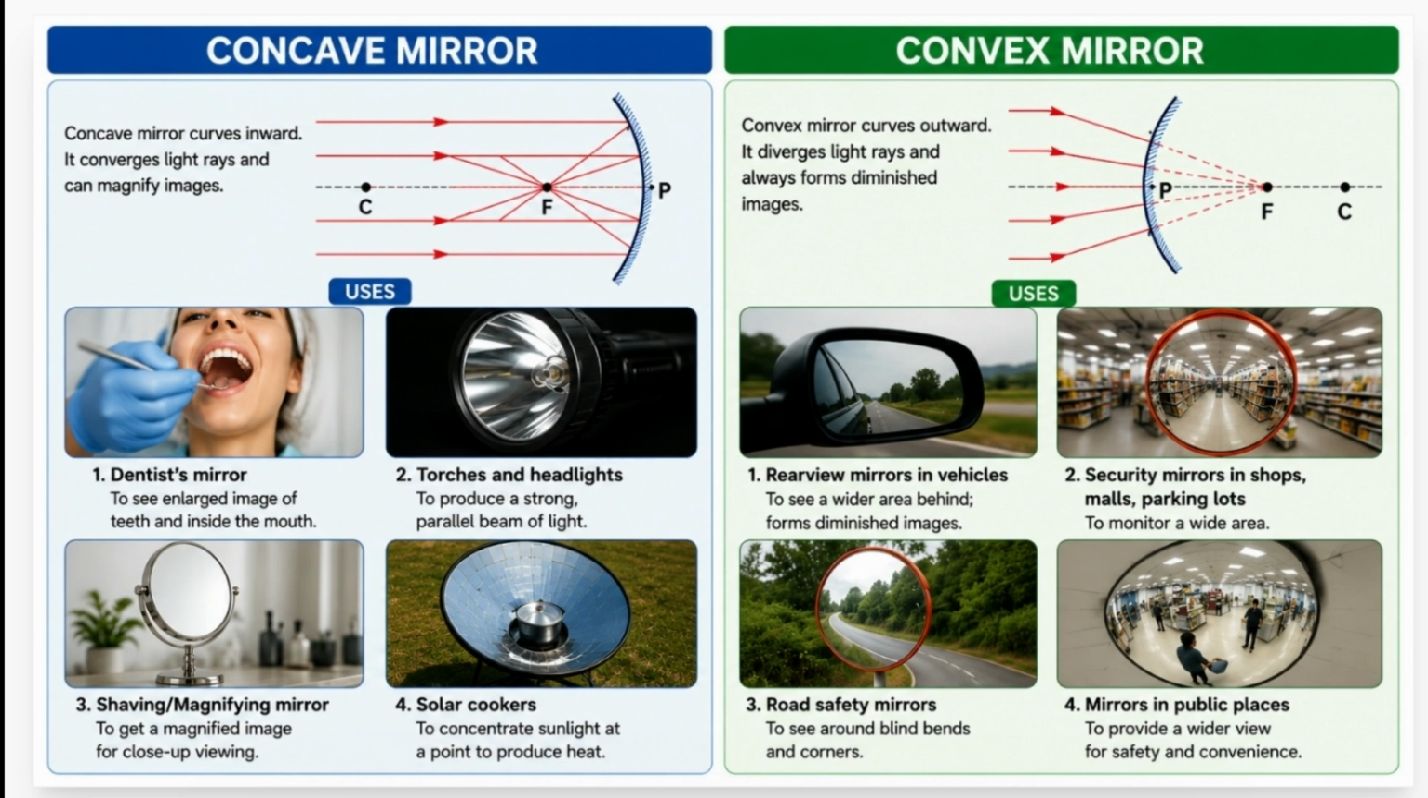And solar cookers also: accumulation of a large amount of heat and light, the light and the heat produced gets accumulated basically in the solar cookers. So these are the uses of the concave mirror.